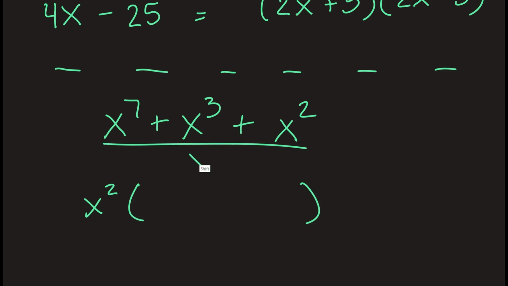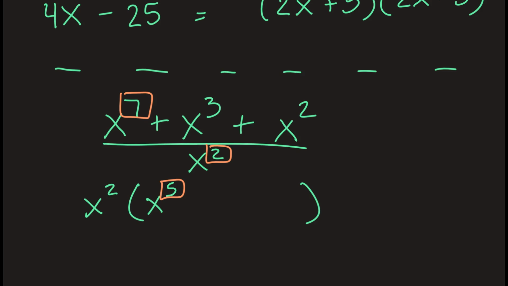When I am dividing terms with exponents, what do I do with the exponents? What is x to the 7th divided by x squared? x to the 5th. What did you do to the exponents? You subtracted them. So when you're dividing variables with exponents, you subtract the exponents. We did 7 minus 2 and got 5.